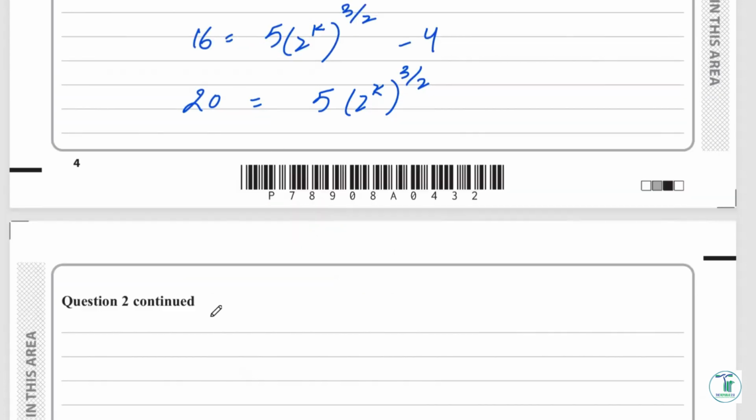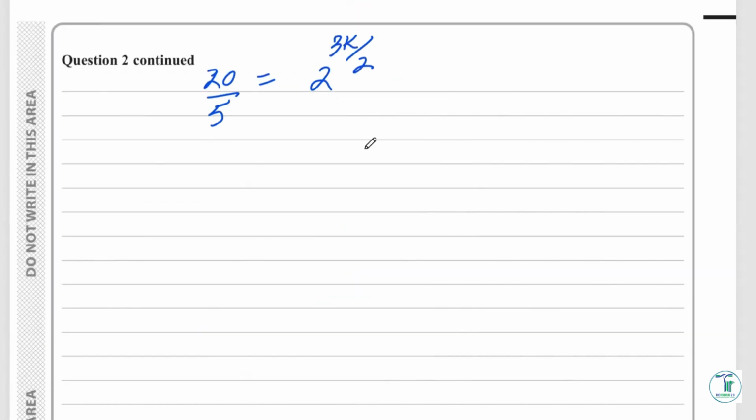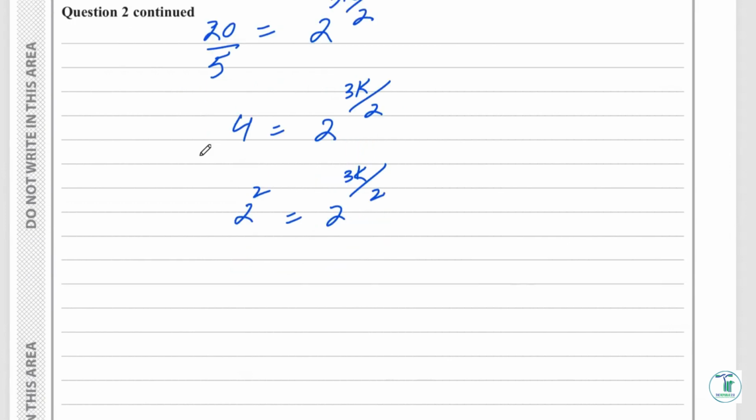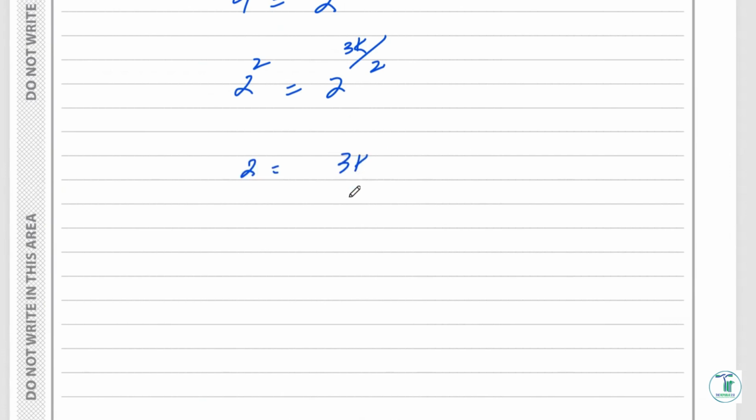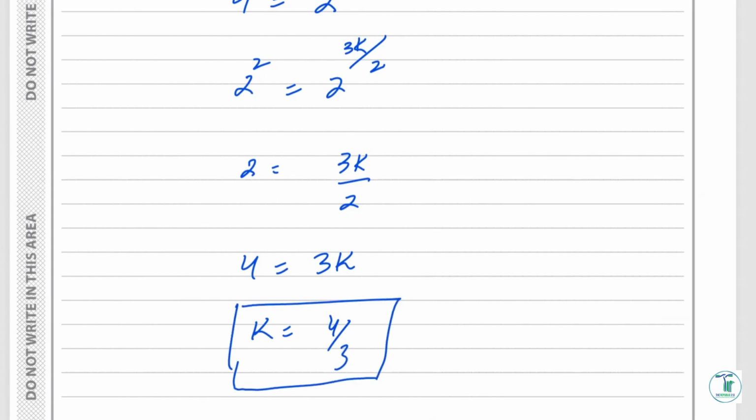So 20 upon 5 is equal to 2 to the power of, I'm going to multiply this power with the power, so it must be 3k upon 2. And now it is going to be 4 is equal to 2 to the power of 3k upon 2. I can also write 4 as the square of 2, 2 squared. Now we have got the same bases, so I can equate the exponents. So 2 is equal to 3k divided by 2, and 4 is equal to 3k. So k comes out to be 4 by 3. That is how we should look for the final answer for k, right?